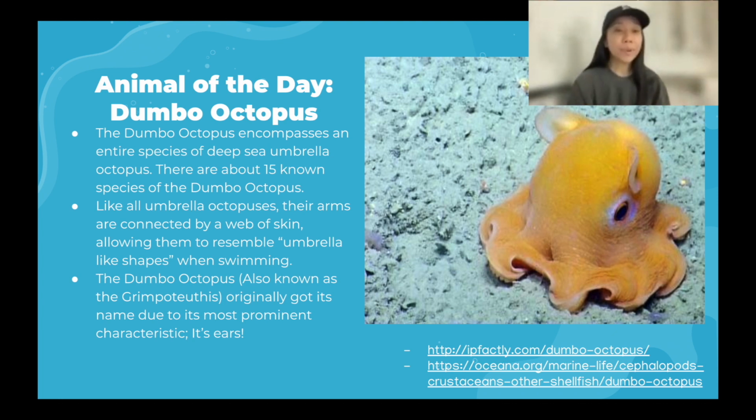Another fact is that the Dumbo octopus, also known as the Grimpoteuthis, I had to make sure I was pronouncing that correctly, so my apologies there, originally got its name due to its most prominent characteristic, its ears. The Dumbo octopus is known for its ears, similar to the Disney movie Dumbo. They kind of named it after the creature. And if you guys do or do not know, Dumbo is this adorable baby elephant that has gigantic ears, and so they wanted to name the Dumbo octopus after him.